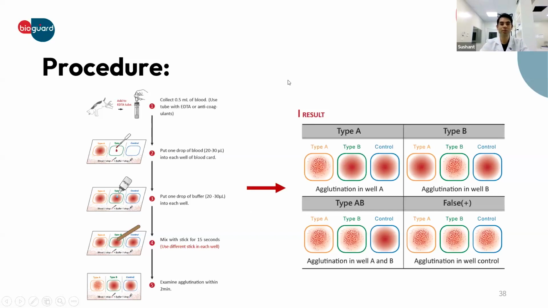So let me give you a live demonstration of the kit and introduce it to you. Please wait. I'm right now in our reference lab in Taiwan. That's where I work. Here we do a lot of tests. We have our packaging here.